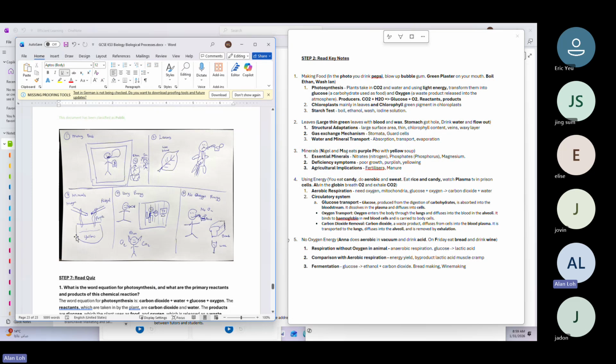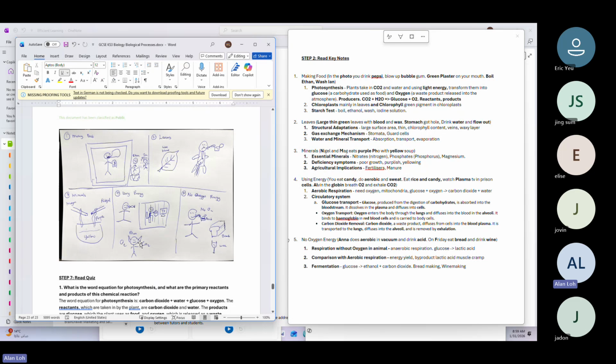Then drawer number 3 is this: Nigel and Mac eating this purple fowl with yellow soup, right? So when you understand this, you remember this drawing, you know that drawer number 3, the mineral, is talking about something related to nitrogen, phosphate, magnesium, and there's a deficiency that is turning the leaf or the part of the stems of the plants into purple, and having deficiency in growth, right?